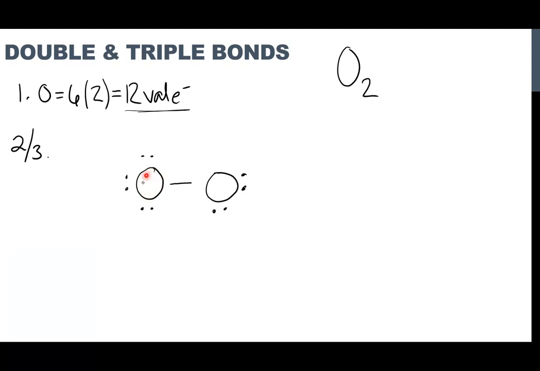Well, if I look at this oxygen here, we're striving for an octet. How many electrons does he have? Well, he has 1, 2, 3, 4, 5, 6, 7, 8. So he's happy. He's good.